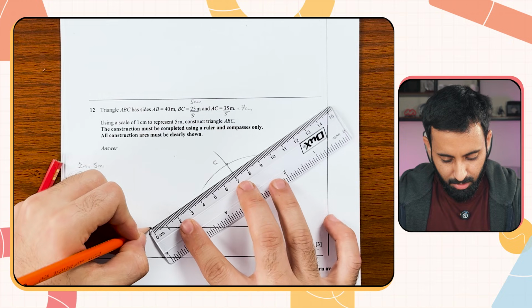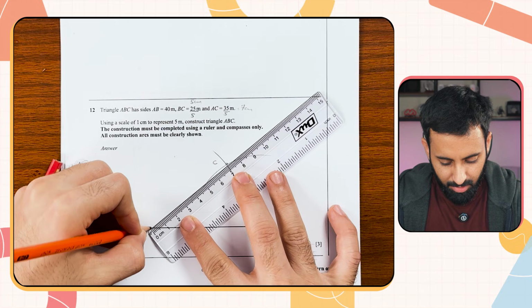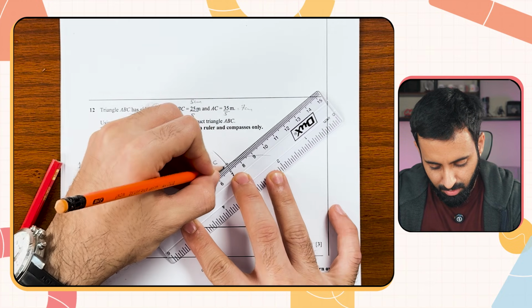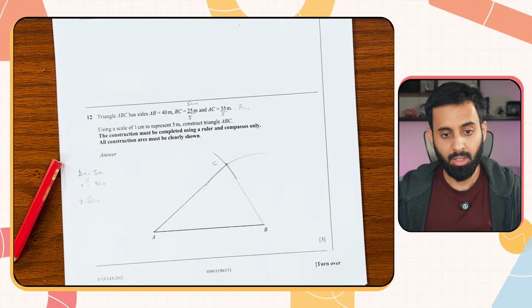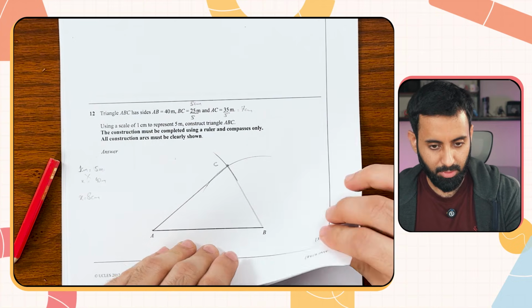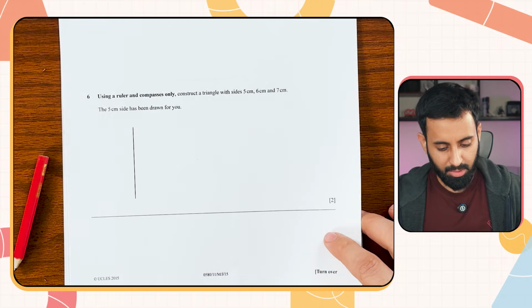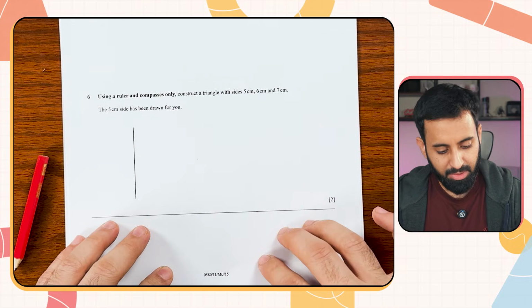And now we can finally go ahead and complete the triangle. And there you go. That's it. Job done. Question number 1 solved. Okay, so let's move to the next question. Very similar to the previous question.